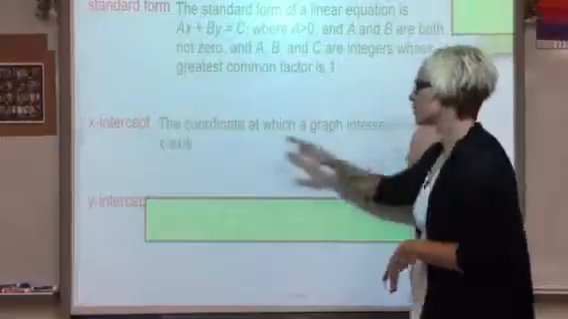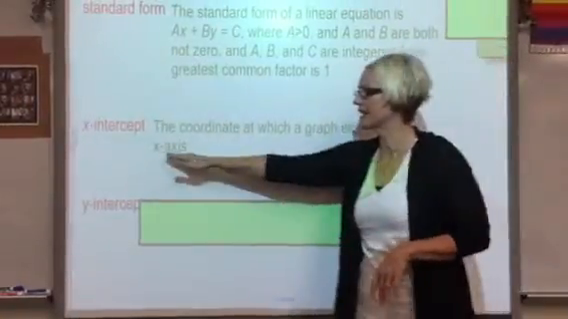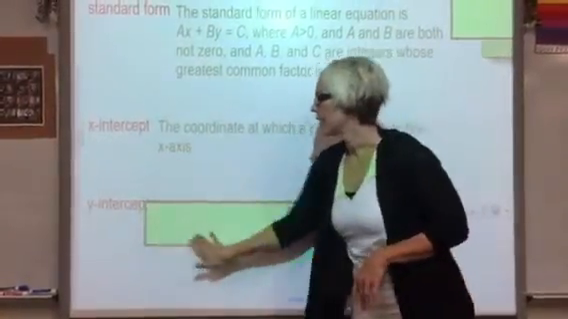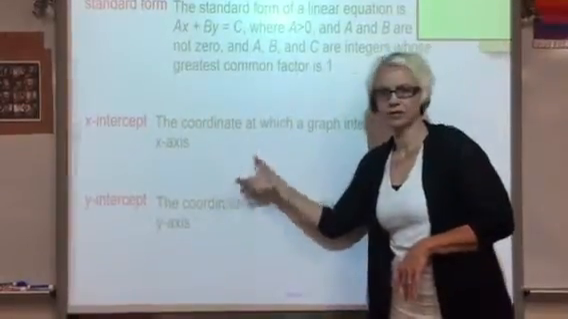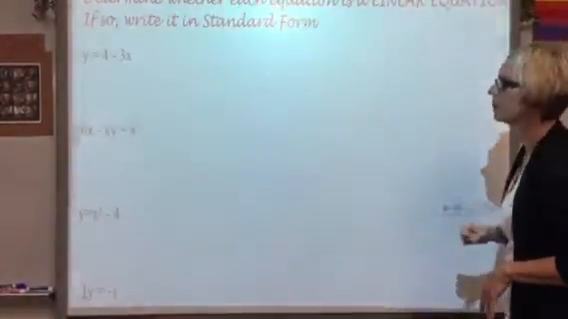An x-intercept is the coordinate at which a graph intersects the x-axis, and a y-intercept is the coordinate at which a graph intersects the y-axis. And we're going to be using intercepts to do some graphing in a moment here.